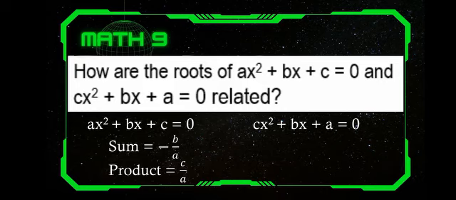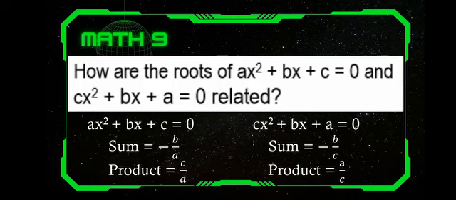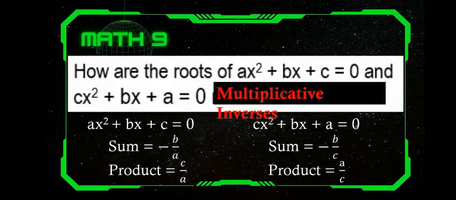So the product is c over a. Second equation: the sum is negative b over c, while the product is a over c. Then we will compare the sums. So the sums are not related, but the products are multiplicative inverses, and this is the answer. The roots of ax squared plus bx plus c equals 0 and cx squared plus bx plus a equals 0 are multiplicative inverses.